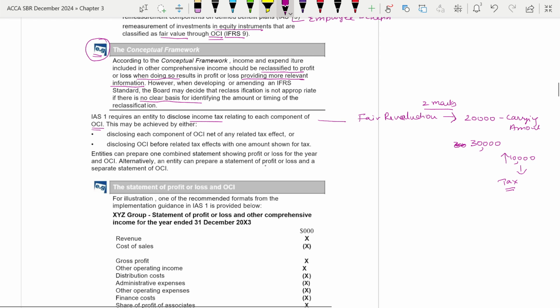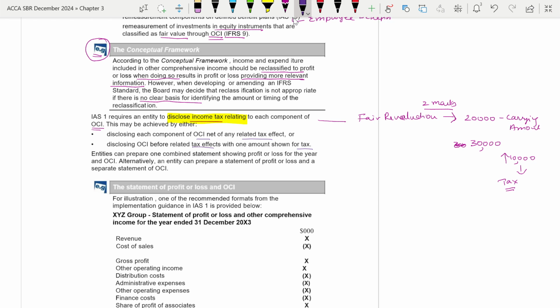What does it say? It says the same thing. IAS requires an entity to disclose income tax relating to each component of OCI, disclosing each component of OCI net of any tax effect. Okay, any tax having its impact, you have to disclose. Disclose OCI before related tax effects with one amount shown as tax. Means we have to disclose how much tax we have calculated on the revaluation.